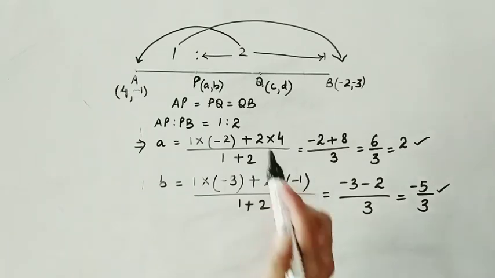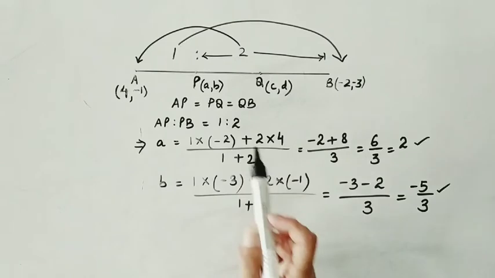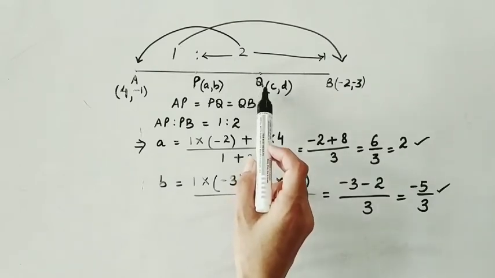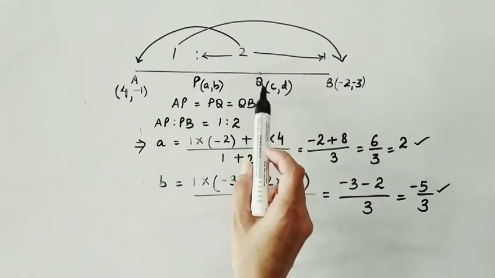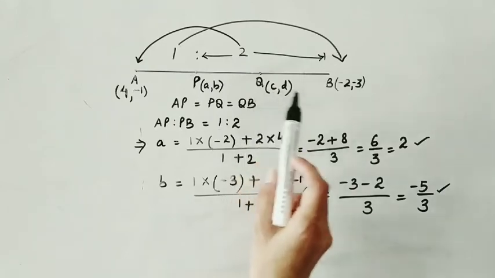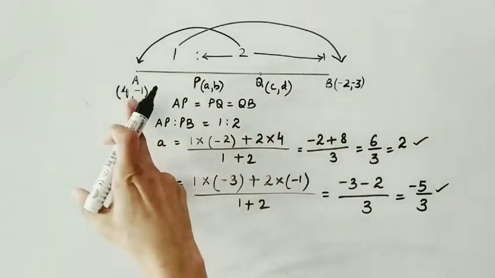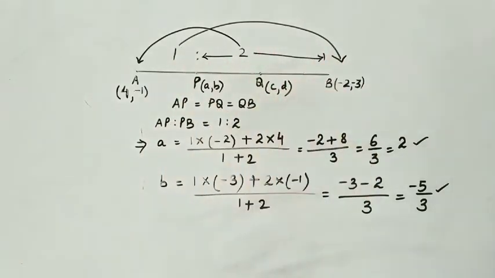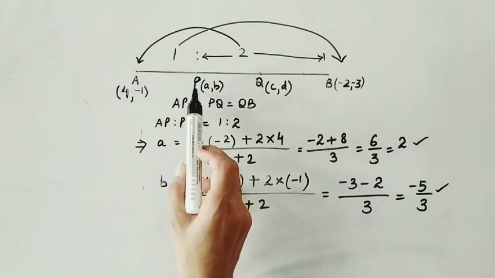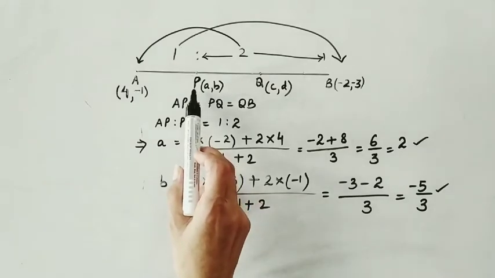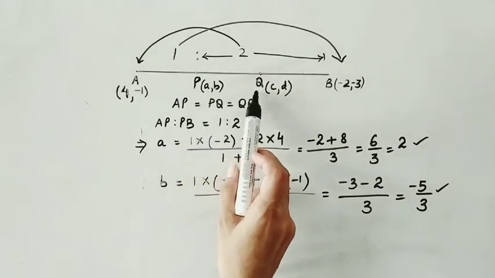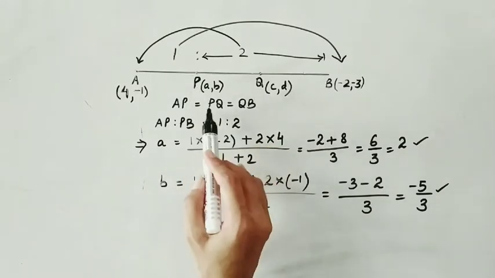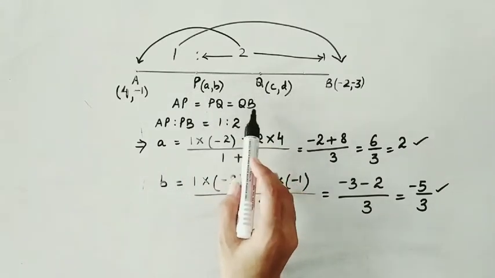In a similar manner, you can find Q's coordinates by applying the same method. You would take AQ is to QB, then it would become 2:1, and the procedure would remain as such. But another interesting way is, since we have found the value of P and Q is the midpoint, we have PQ is to QB.